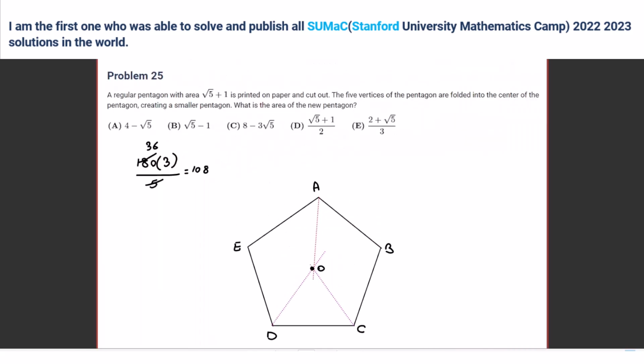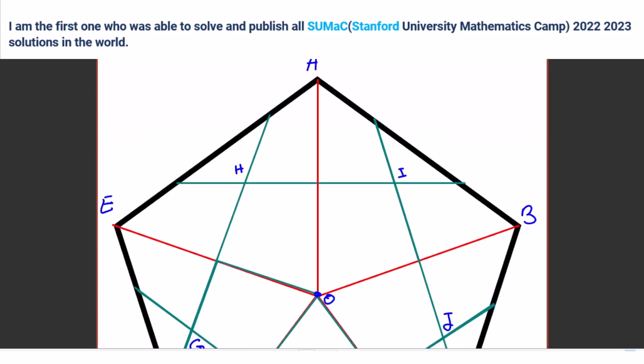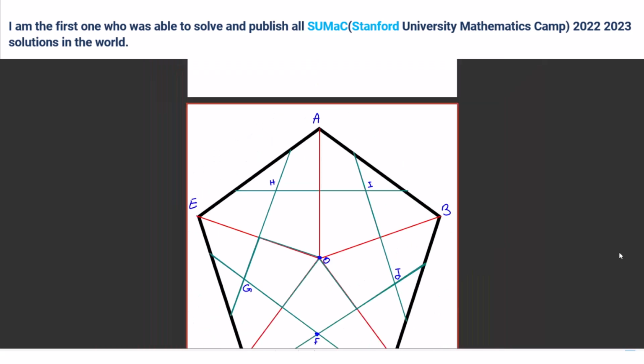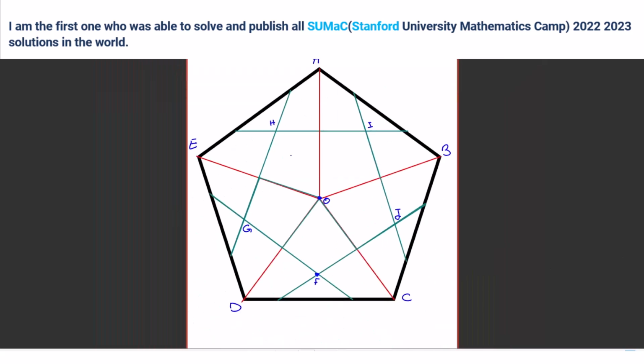It says, okay, we know a regular pentagon area is this, and now what's the area of the new pentagon? So we should find the ratio of these two pentagons, right? Okay. Because they are similar. So, for example, you can say the side length is A or something like that. Then this side length is what in terms of A?